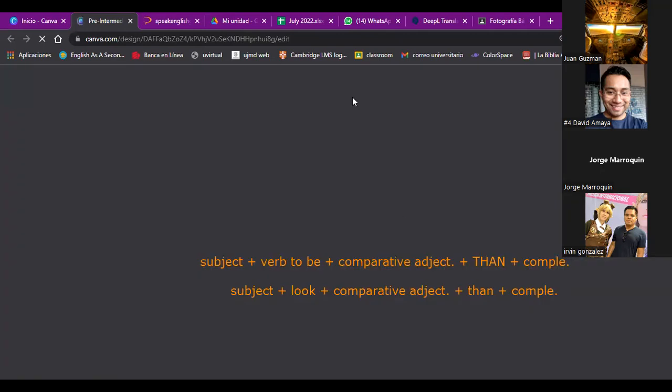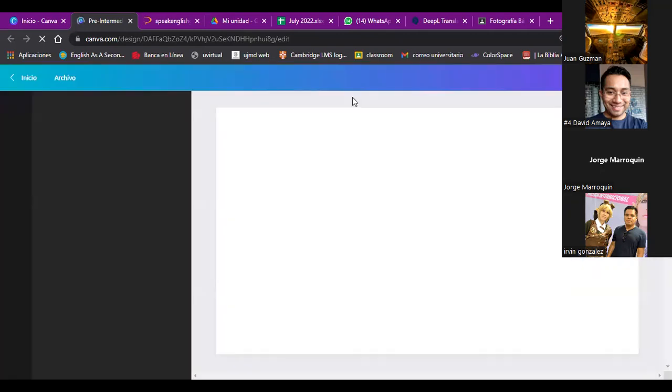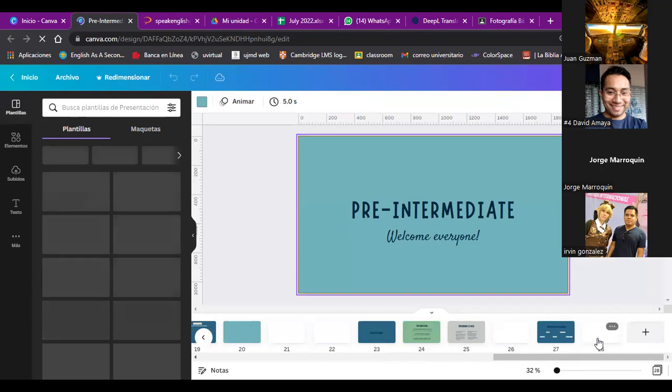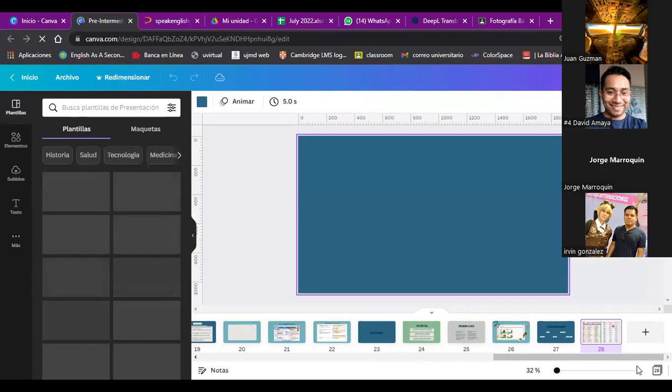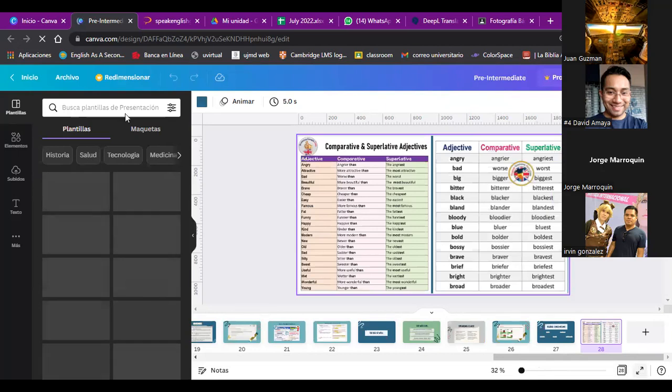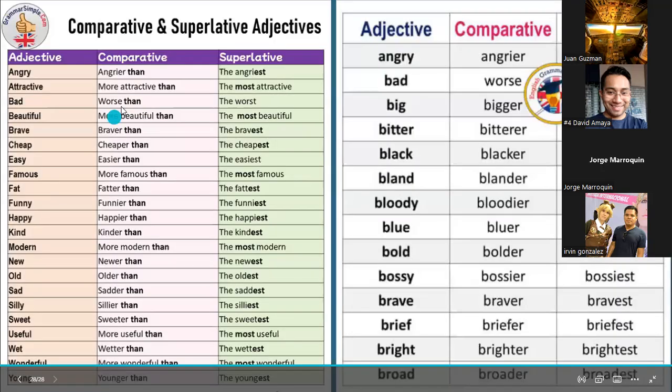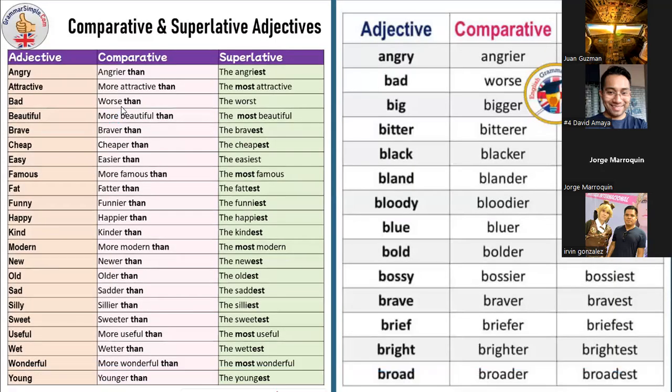Okay. So, I want to show you a list of adjectives already in the comparative form. Give me just a second. All right. Okay. If you want, take a picture of this image over here. Right now, I don't want you to look at the superlatives. Right now, only focus on comparative. Okay, guys? All right, very good.